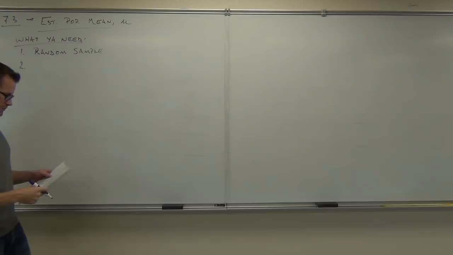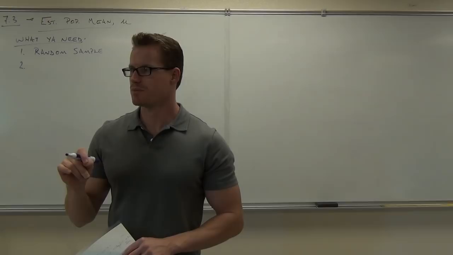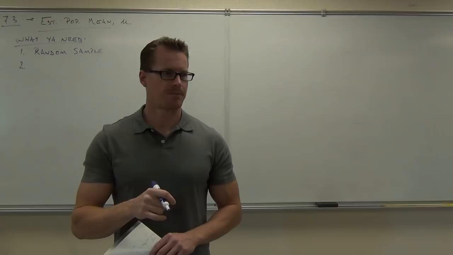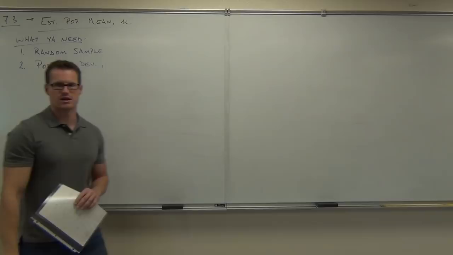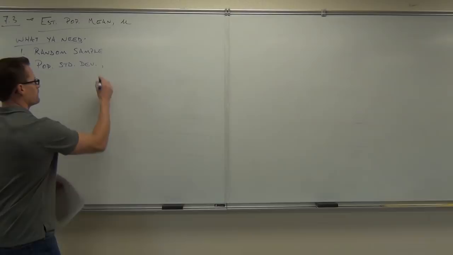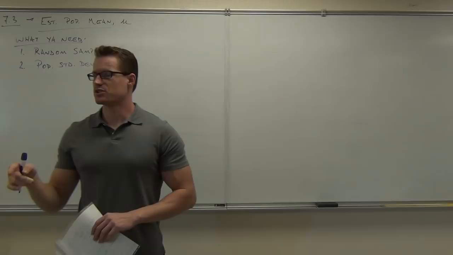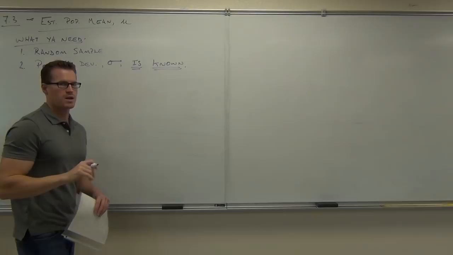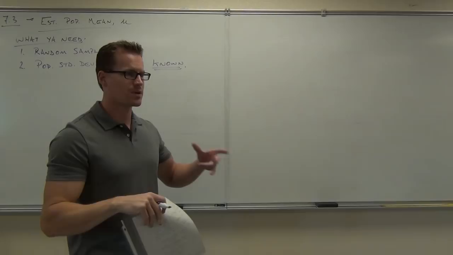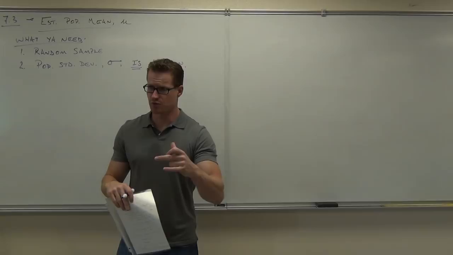Number two, do you remember the symbol for the population standard deviation? Sigma. Population standard deviation, that sigma, is assumed to be known. Somewhere in your paper, it's going to tell you the population standard deviation, or it's going to say these words: assume the population standard deviation is blank.